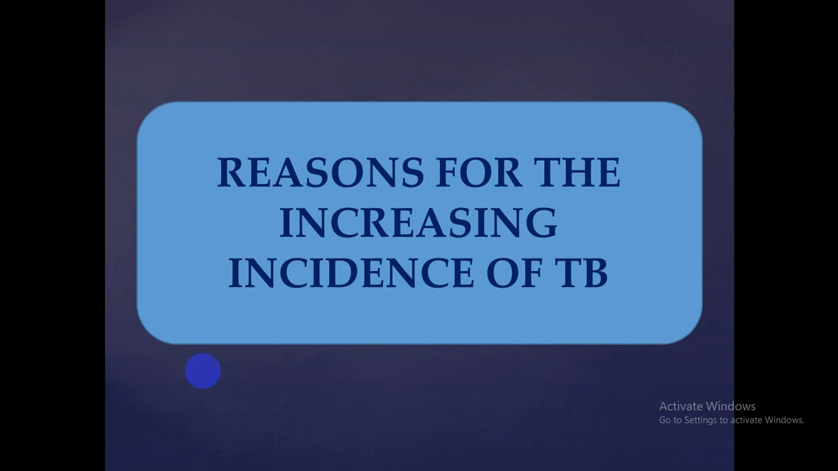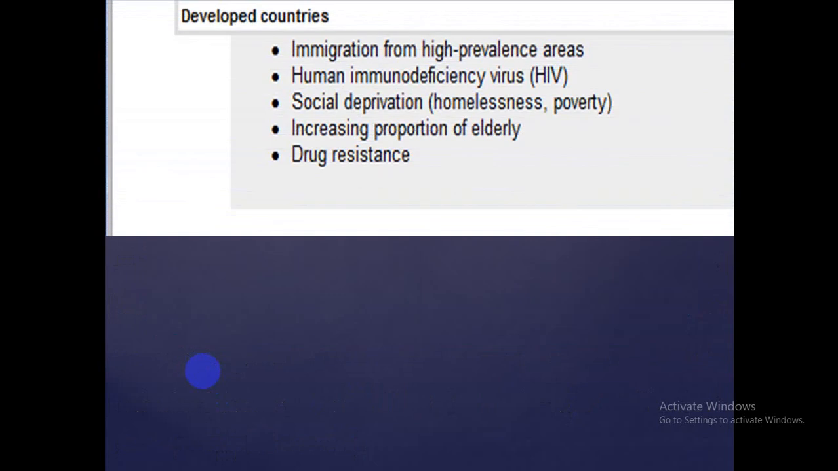Why is TB incidence increasing in the last years? In developed countries, as I said, in the last century TB was ended or eradicated. Why is TB back in these countries? Because of immigration, HIV infection, poverty, homelessness, an increasing proportion of the elderly, you know, the life span of the patients in those countries is increasing, and drug resistance.